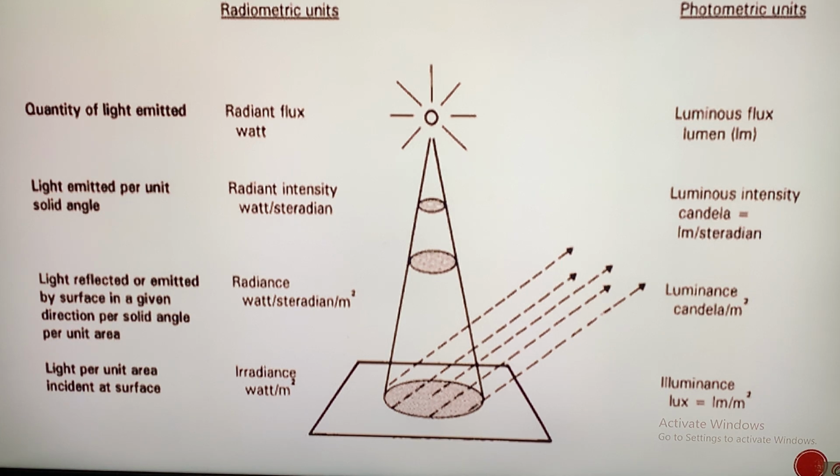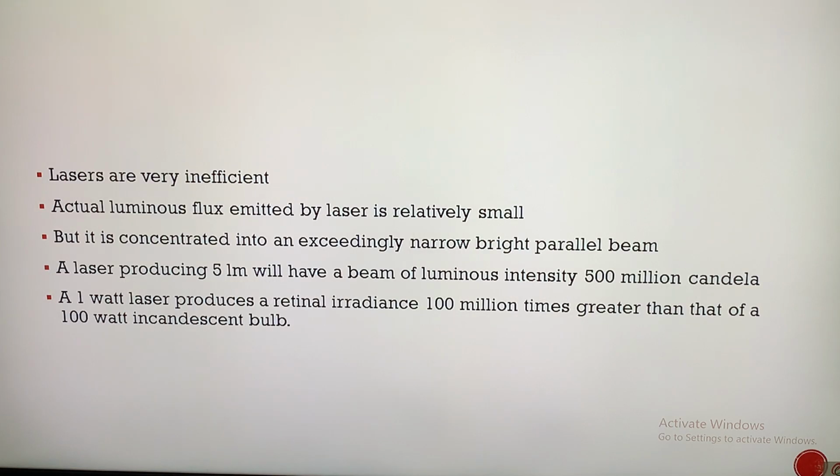Irradiance is the light per unit area incident at the surface. These three terms will be used in this slide. A laser producing 5 lumen of luminous flux will have a beam of luminous intensity 500 million candela because it is concentrated at a single point. And a 1 watt laser produces a retinal irradiance of 100 million times greater than that of a 100-watt incandescent bulb.